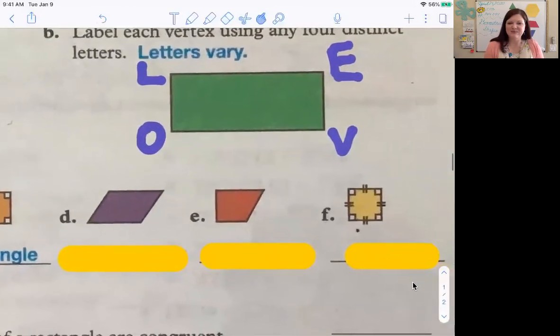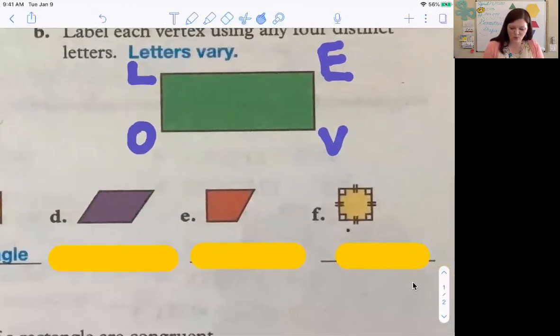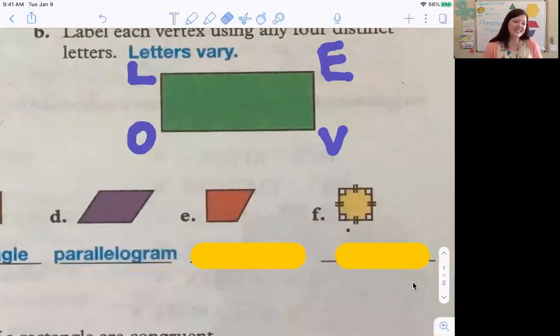Letter D. What did you put for that one? This is a parallelogram. The reason why it's a parallelogram is because the top and the bottom are parallel to each other and the left and the right are parallel to each other. Another name that you could have put for this one would have been a quadrilateral because it has 4 sides.